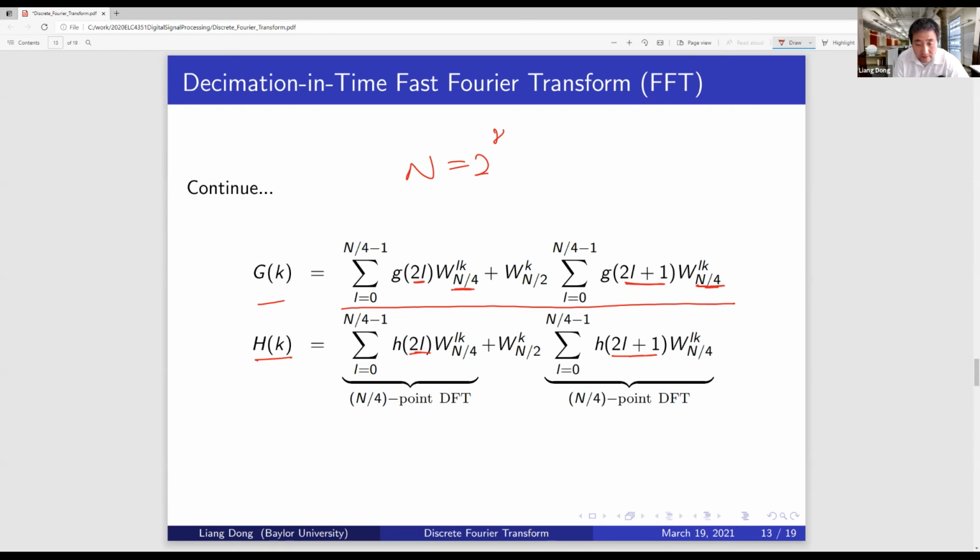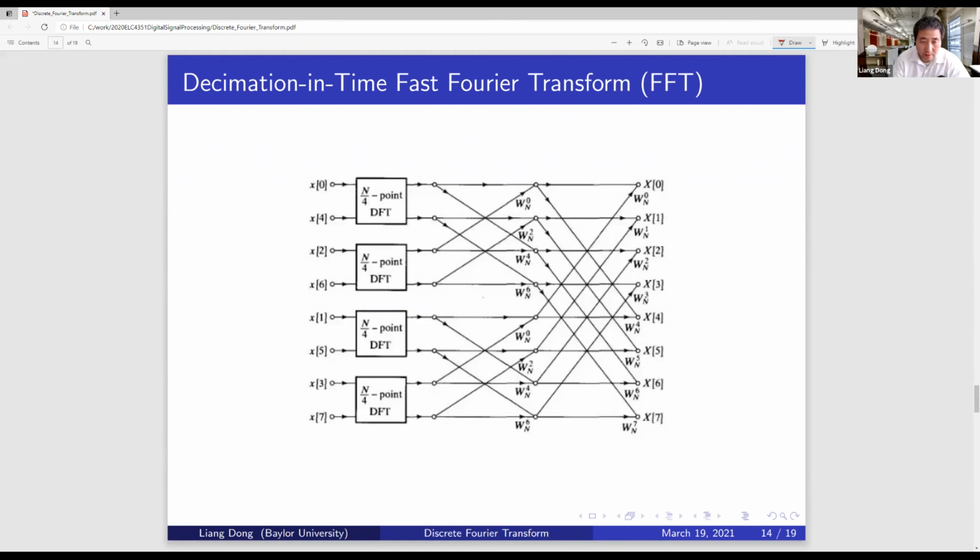And another difference is that the second term is now weighted by W n over 2 to the power k. Now, in this case, I continue doing this process, so I reorder the signal again. Remember, originally I have 0, 2, 4, 6, so I'm taking the even-indexed signal again.